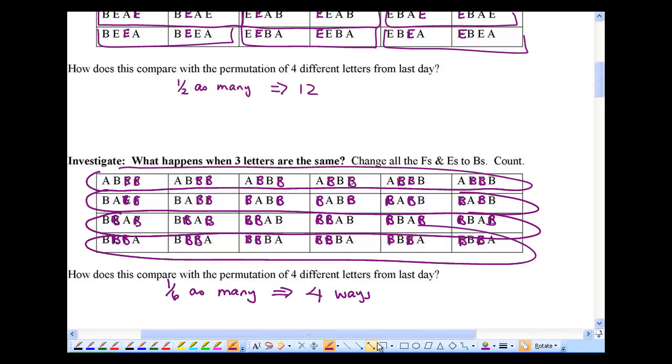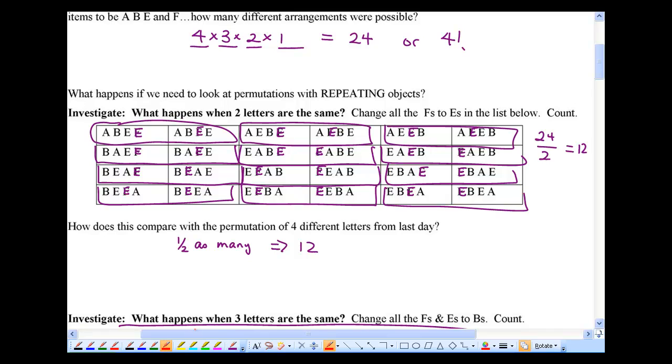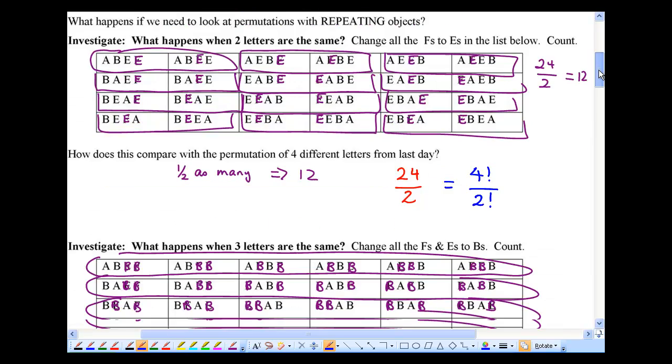Now think about what we just did. We started with 24, or 4 factorial. And notice that when I had 2 letters the same, then I had doubles, or you can think about dividing by 2. Now remember how we use factorials? Well, wasn't 24 the same thing as 4 factorial? And what's 2? Well, that's 2 factorial. Let's see if that pattern holds for the next one.